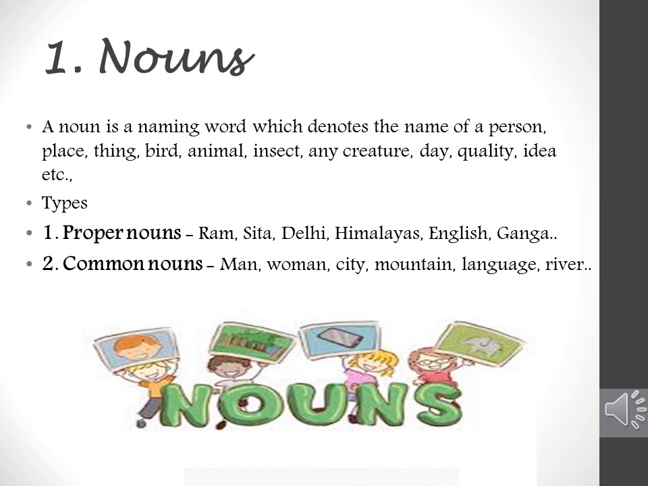A noun is a naming word which denotes the name of a person, place, thing, bird, animal, insect, any creature, day, quality, idea, etc. Types of nouns. There are 2 types of nouns. One is proper noun, the second one is common noun. Proper noun is used for a particular person, place, or thing, and common noun is used in general to the common things or person.